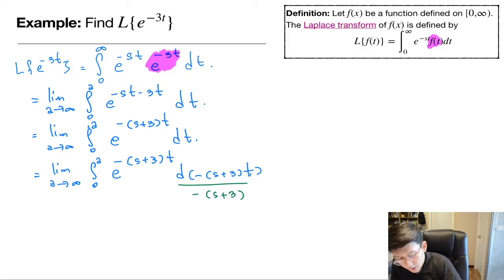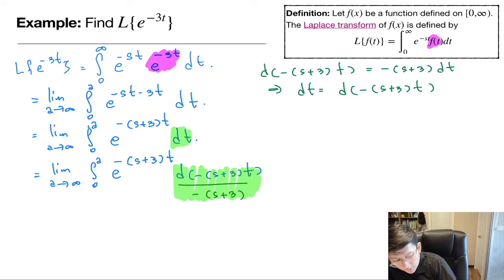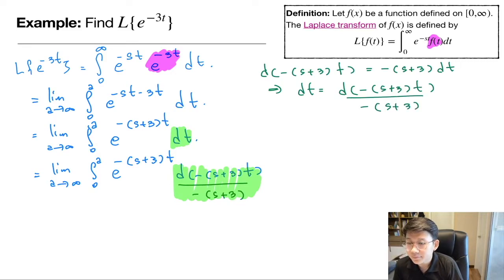Guys, again, this is from the substitution. We have that d of minus (s plus 3)t is actually minus (s plus 3) dt, which means that dt is actually d of minus (s plus 3)t divided by minus (s plus 3). So we substitute dt by that. It's the same as doing substitution, let u be minus (s plus 3)t. But we are grown up, so I'm not going to do that. I'll just write it like that.